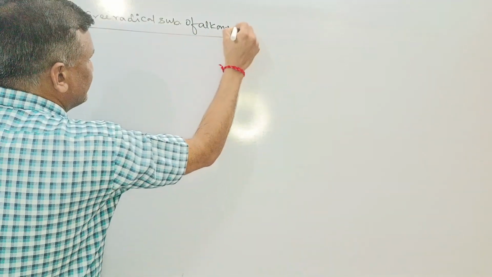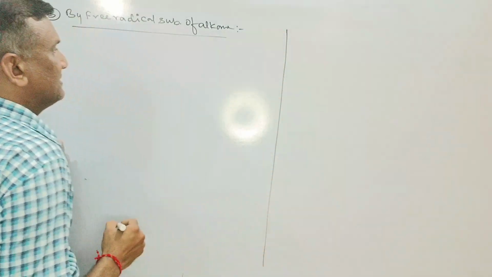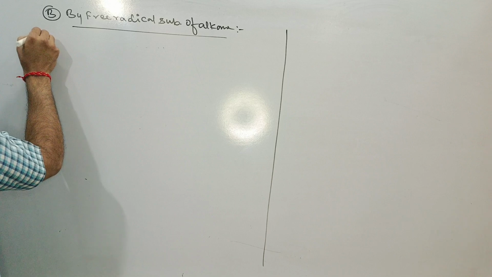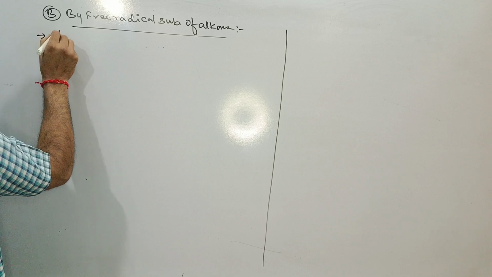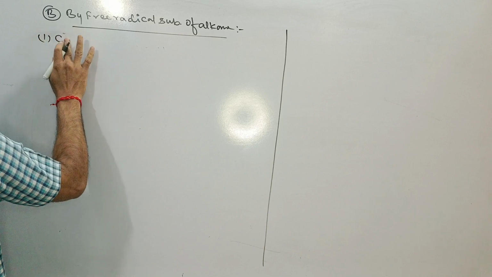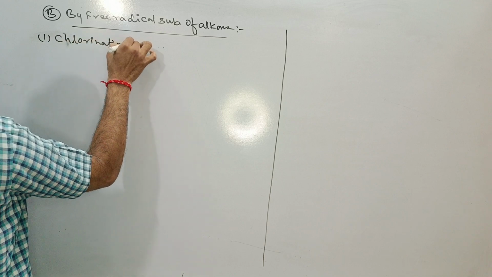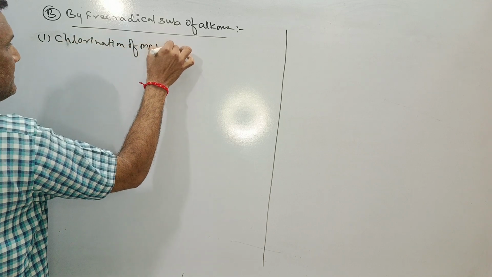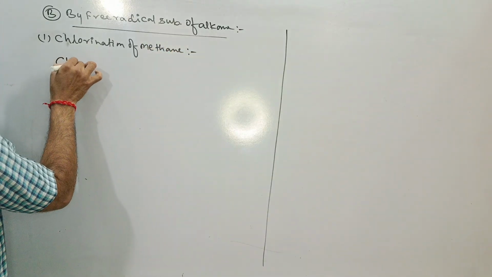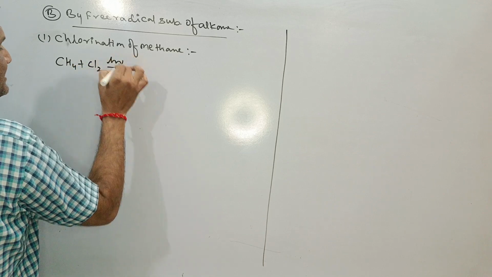We can take the second part. You have to listen to me carefully. This is the alkane. First of all, we'll go with just an example, then we can take the chlorination of the first example: chlorination of methane. Regarding it, this is CH4 and this is Cl2 in the presence of hν.